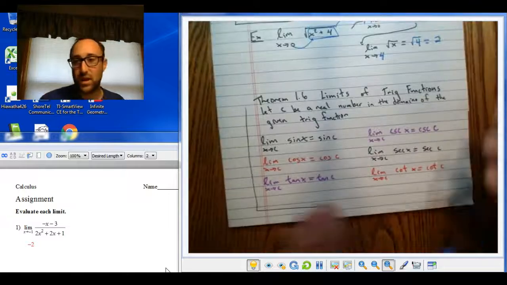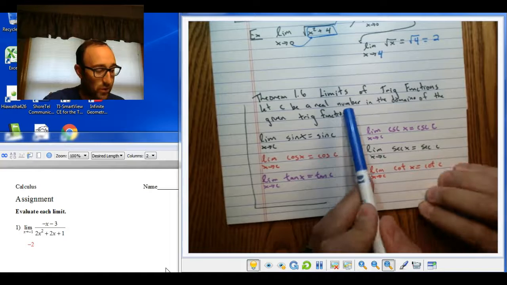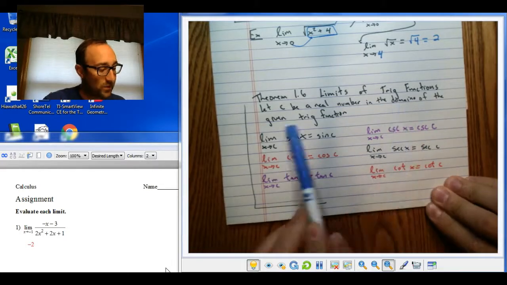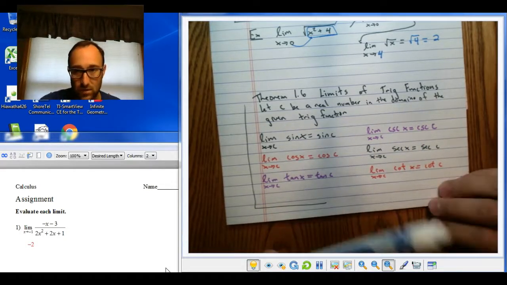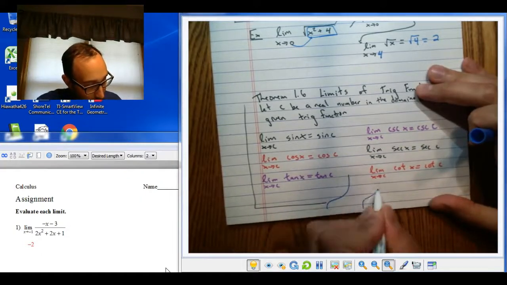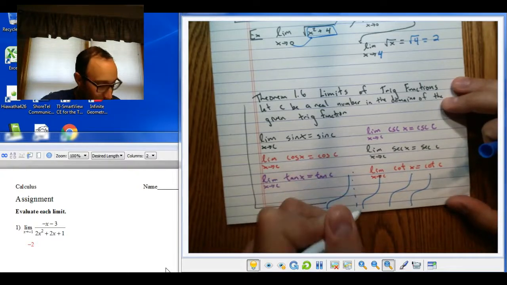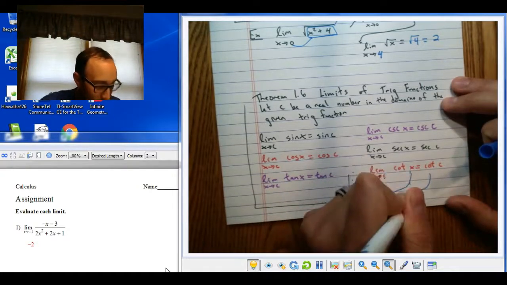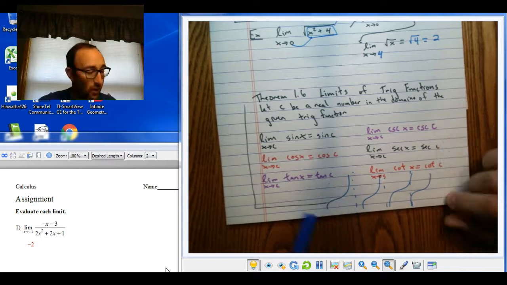Yes, it is. Here is the last theorem. Theorem 1.6. Limits of trig functions. Let c be a real number in the domain of the given trig function. So remember, sometimes like where that tangent function goes, that tangent goes like this. It just keeps on repeating itself. So at this one spot, we're not going to have any values because there's an asymptote. So as long as it's in the domain, you're going to be okay.